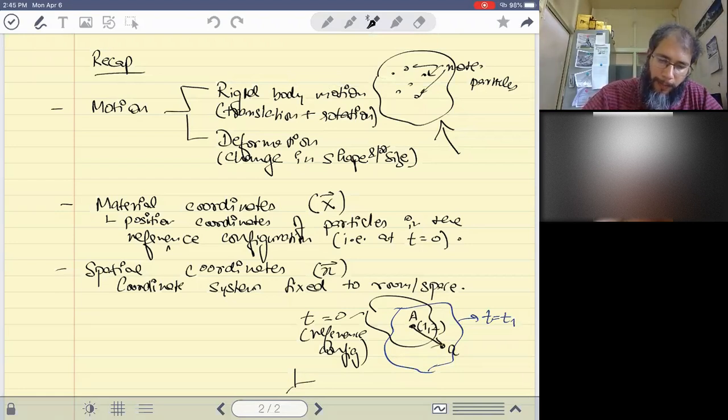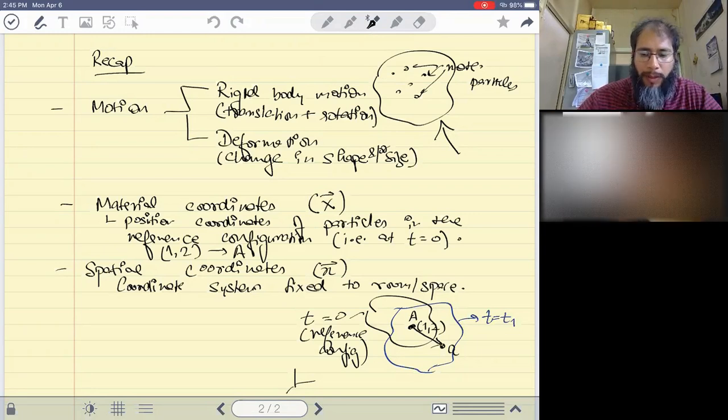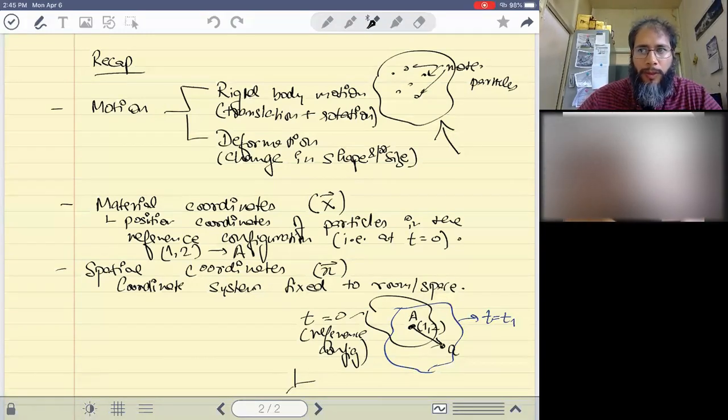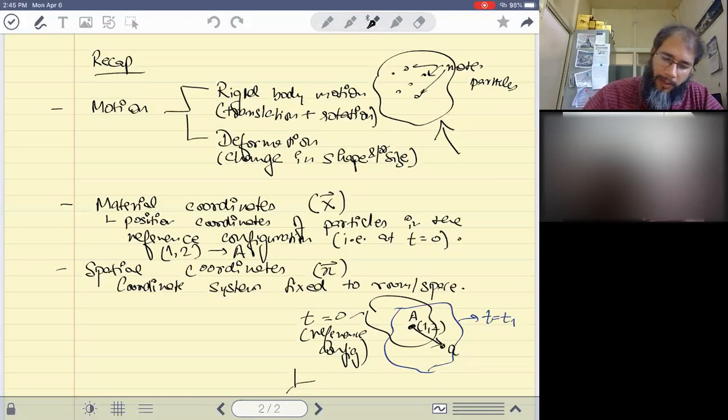So 1, 2 in the material coordinate system will always refer to particle A, no matter when you talk. 1, 2 in the capital X coordinate system will always refer to particle A, because by definition it is the position of a particle at t equals 0. Whereas if I talk about 1, 2 in my spatial coordinate system, then depending on what time I'm talking about, we'll have different particles pass through the same point 1, 2 at different times.